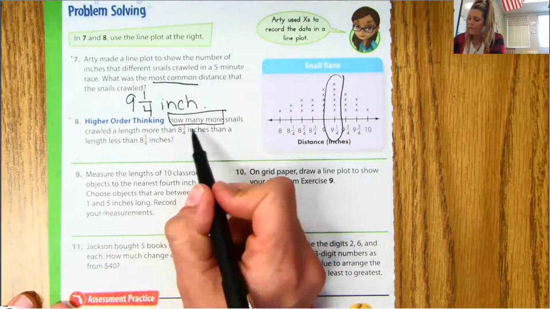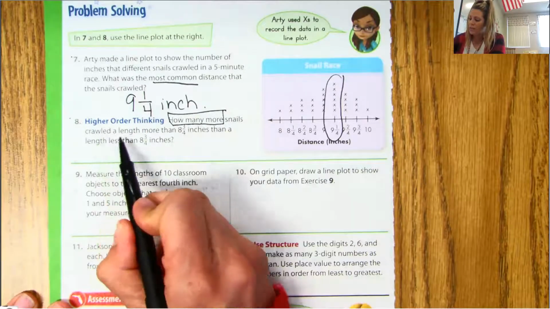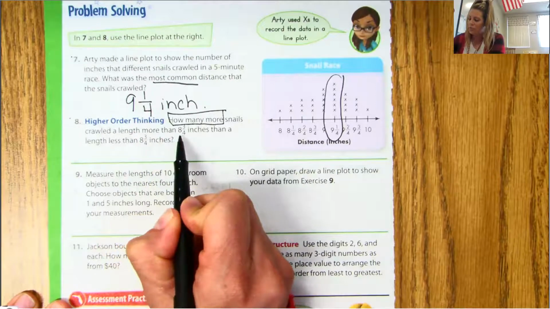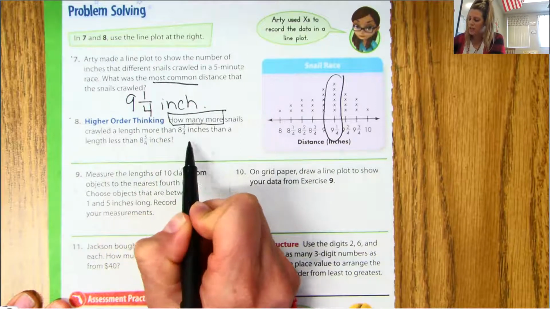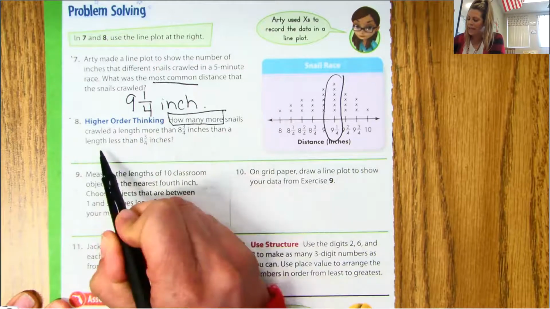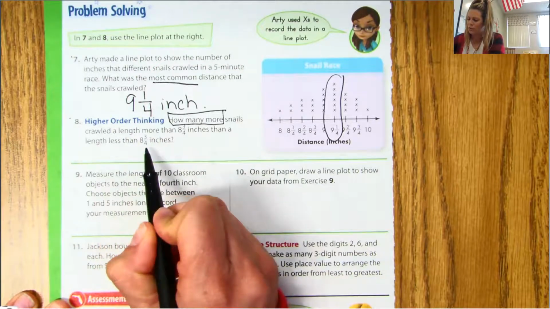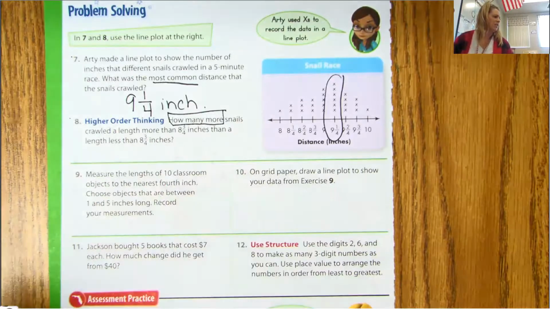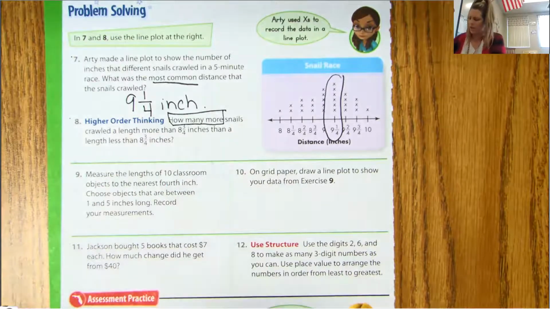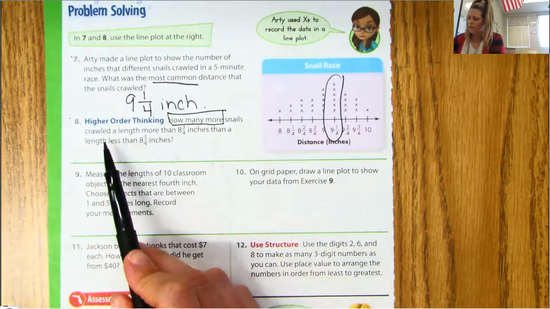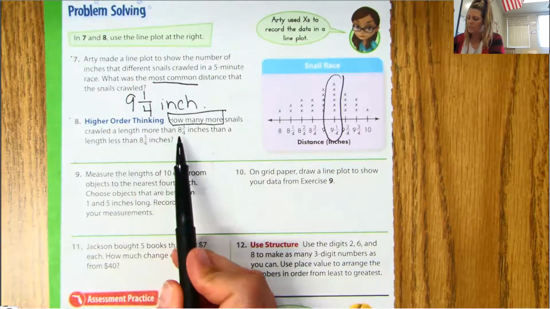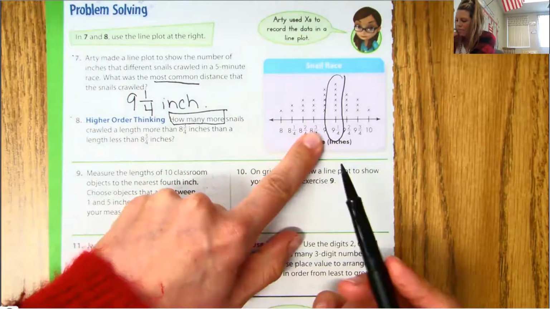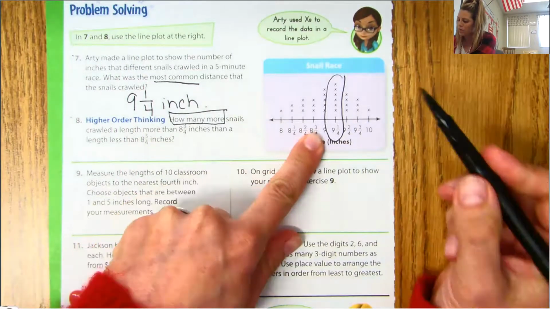So how many more snails crawled a length more than 8 3/4 inches than the length less than 8 3/4 inches? All right. That one's a little confusing. So let's think about that one again. How many more snails crawled a length more than 8 3/4 inches? All right, here's 8 3/4. So how many snails crawled more than that?